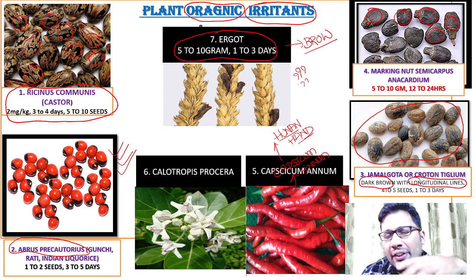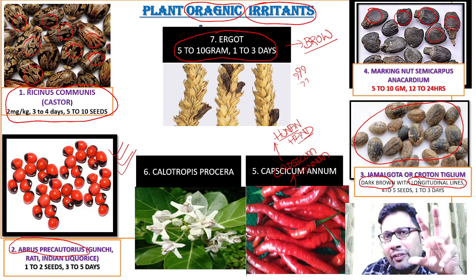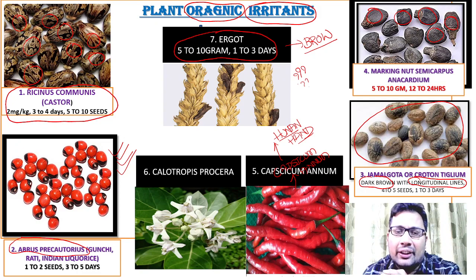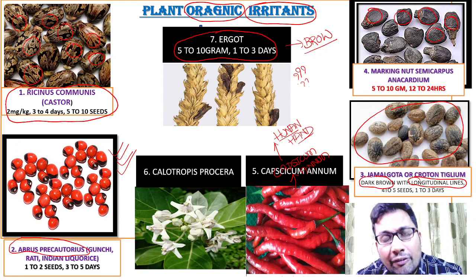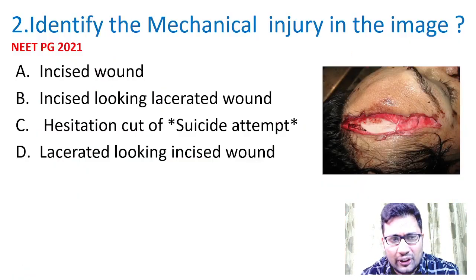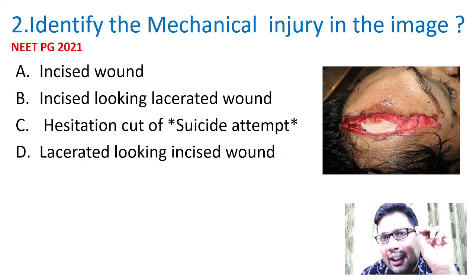Capsicum annum causes Hunan hand, and ergot, that is because of the fungus Claviceps, due to the growth of the fungus in barley, oat, rye and wheat, which causes Saint Anthony's fire, that is the burning sensation in the feet. So briefly about this. Second question asked about identifying the mechanical injury in the image.